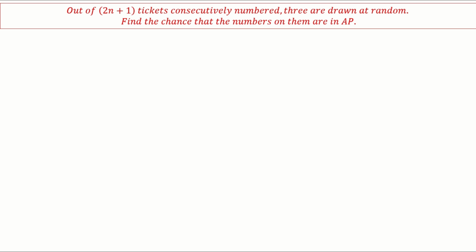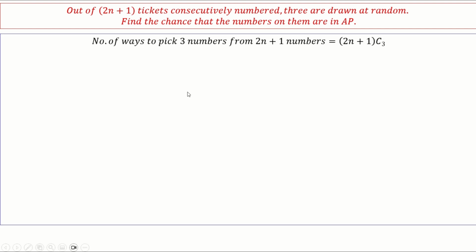Out of 2n plus 1 tickets consecutively numbered, 3 are drawn at random. Find the chance that the numbers on them are in AP, arithmetic progression. Let's see how to do this. This is tricky but simple. The number of ways to pick 3 numbers from 2n plus 1 numbers is 2n plus 1 C 3, combinations.